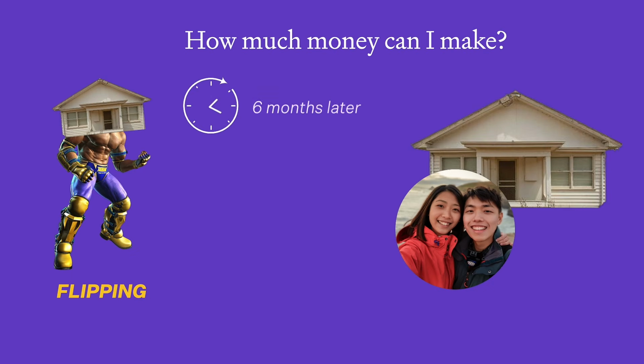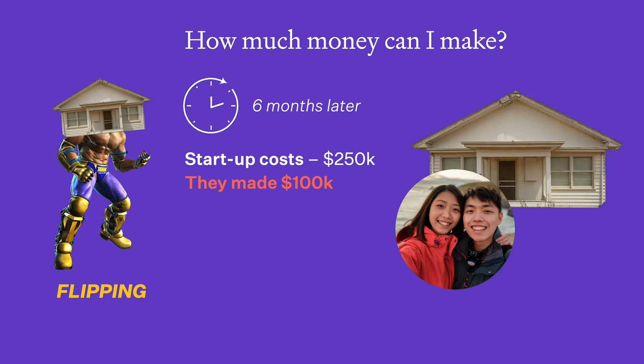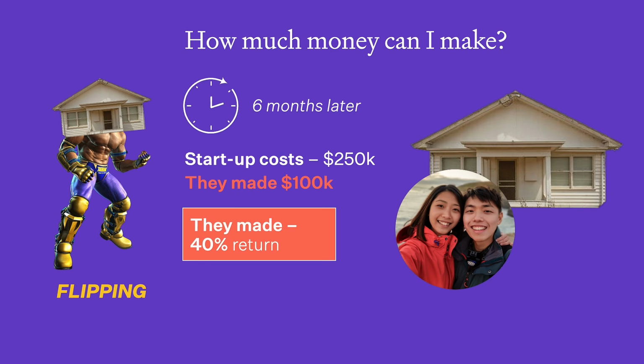Now, 6 months later, after we've done the renovations, the property is now worth not $500,000 anymore that we bought it for. It's now worth $700K because your purchase price was $500,000, the renovation cost you $100K, you invested $600K in total, you've made $100,000 from the property going up in value. So your return was a $100,000 profit based on the $250,000 that you invested. That is a 40% return over 6 months.